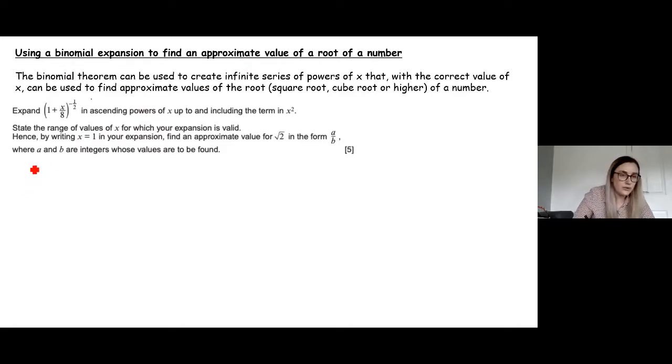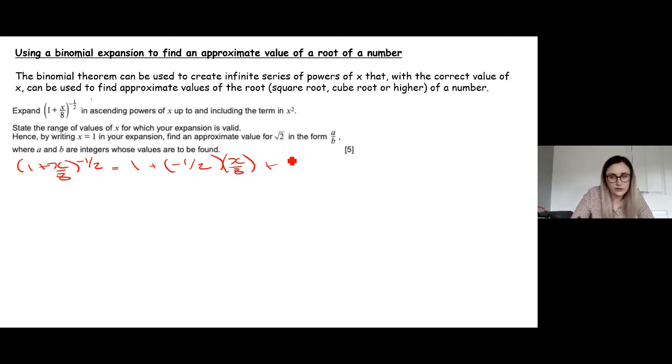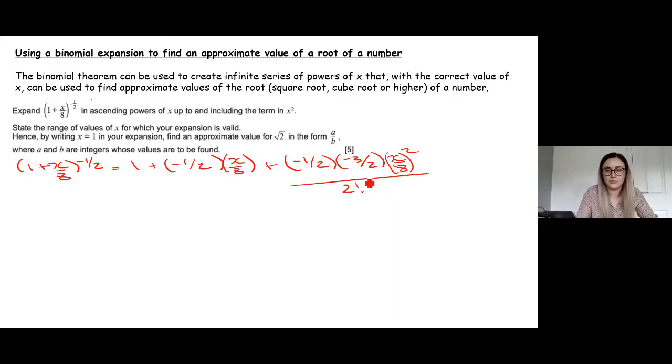Okay, so we've got (1 plus x over 8) to the power of minus a half. So we always start with 1 plus n, which is a half, this time minus a half, and then we've got our x over 8 plus, and we need to go to x squared, so we need to concern ourselves with this one: minus a half, minus 3 over 2 because I'm taking away 1, (x over 8) all squared, all over 2 factorial.